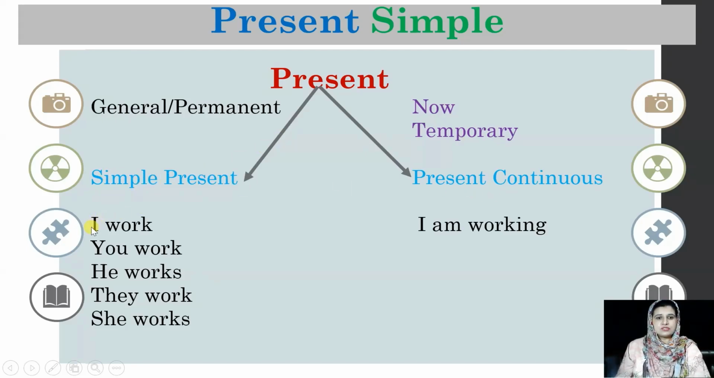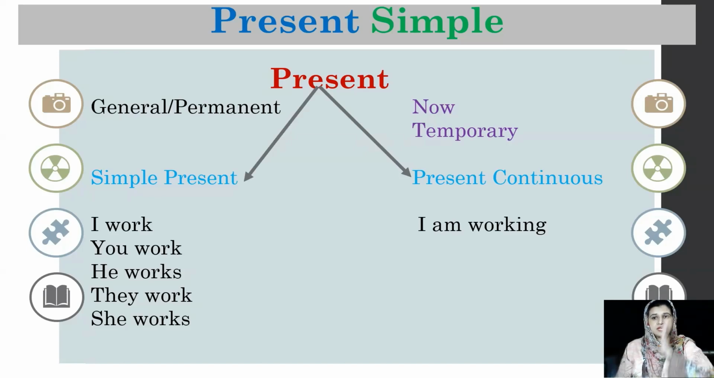In simple present, we show the routine or something which is frequently being done. For example, I work, you work, he works, they work, she works. So all these sentences are showing an action which is going to be done permanently. On the other hand, present continuous shows the work which is being done right now. It's not a routine. It is being done now. For example, I am working, I am speaking, you are listening, I am recording a lecture.